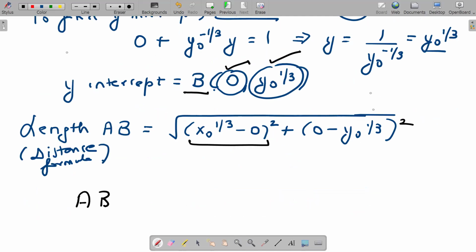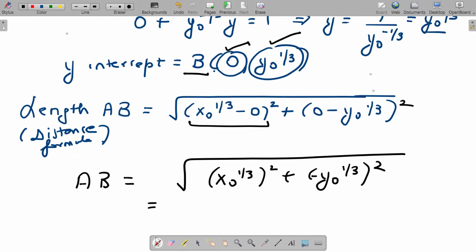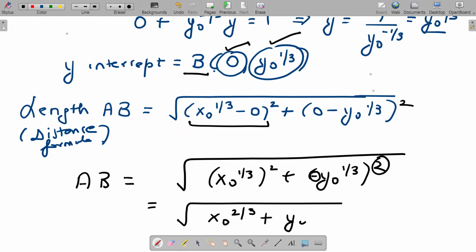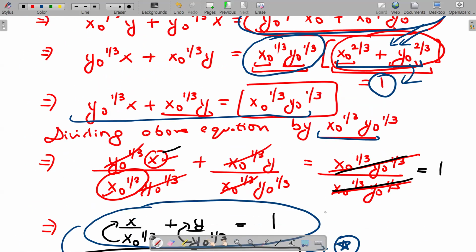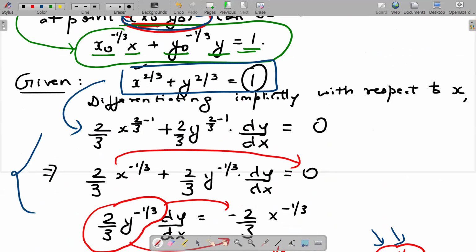So my AB is going to be square root of x0 to the 1/3 squared plus negative y0 to the 1/3 squared. And this is going to be x0 to the power 2/3 plus y0 to the power 2/3; remember the minus will vanish if I square up, and 1/3 times 2 is 2/3. Now we said in the beginning that x0 to the power 2/3 plus y0 to the power 2/3 is 1. See, if I scroll up, look at this.